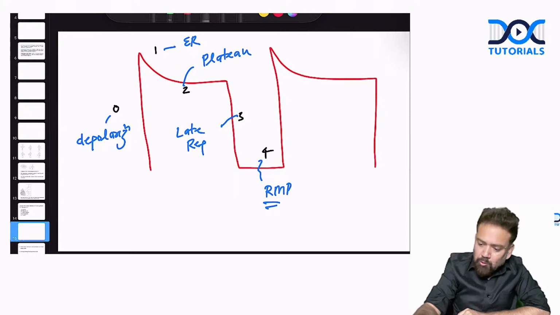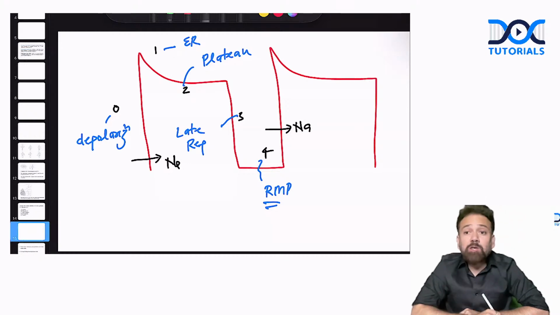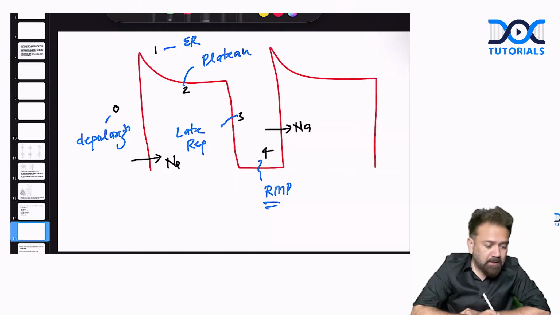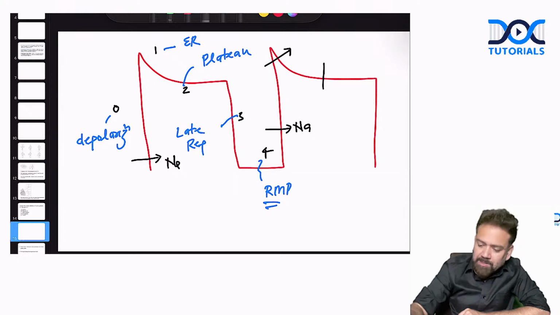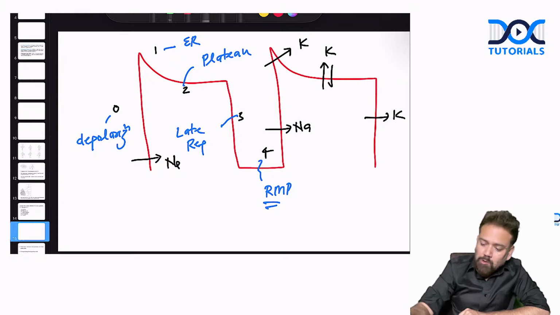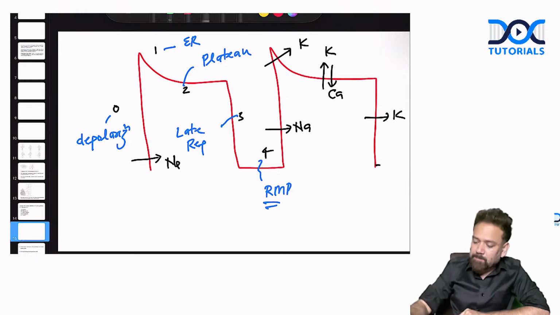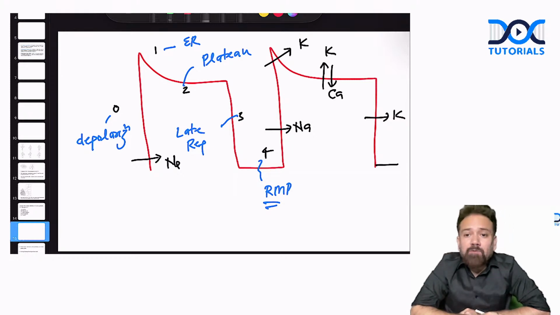Depolarization is due to influx of which ion? The answer is sodium ion. So phase 0 or depolarization is due to influx of sodium ion. And it's very easy to understand. Phase 1, phase 2, and phase 3 all are due to outflux of potassium ion. But why do we get a plateau? Because in the plateau, there is also influx of calcium. So that will form a plateau. And phase 4 is simply maintenance of RMP with the help of the sodium potassium pump.